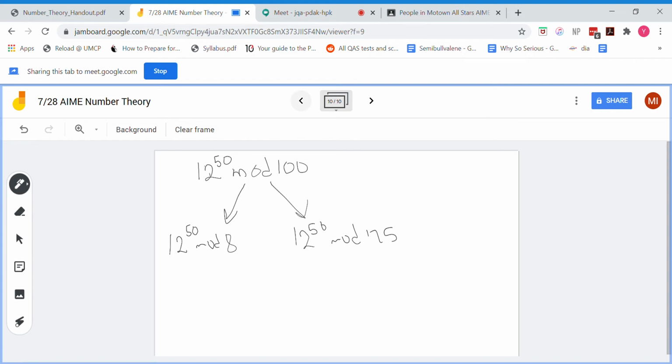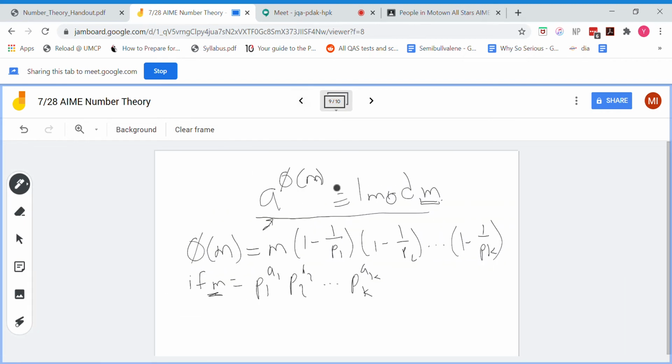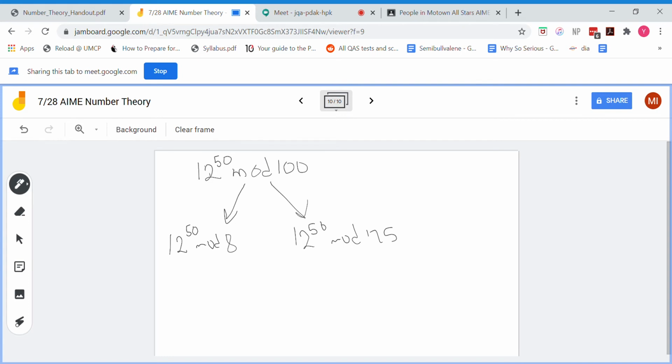All right, one more thing I forgot to mention here is that Euler's theorem only applies if GCD of a and m equals 1. Right? So now if we consider this, this is obviously just 0 mod 8. And this we can find using Euler's theorem. And then we can combine this using Chinese remainder theorem to get our final answer.